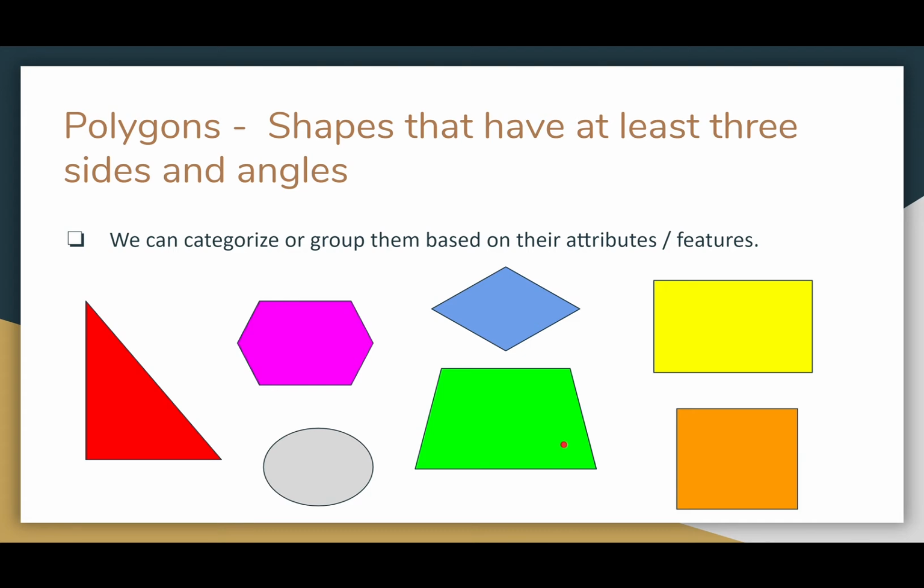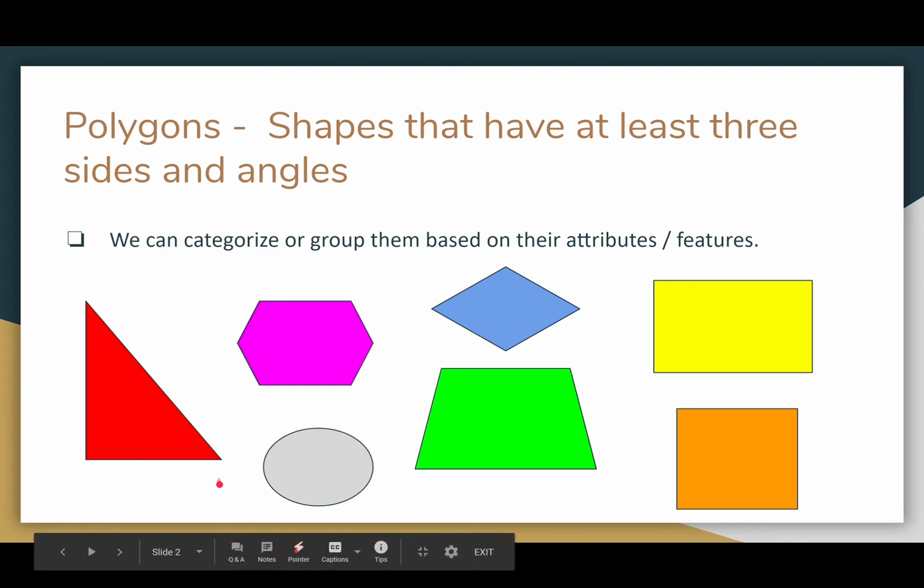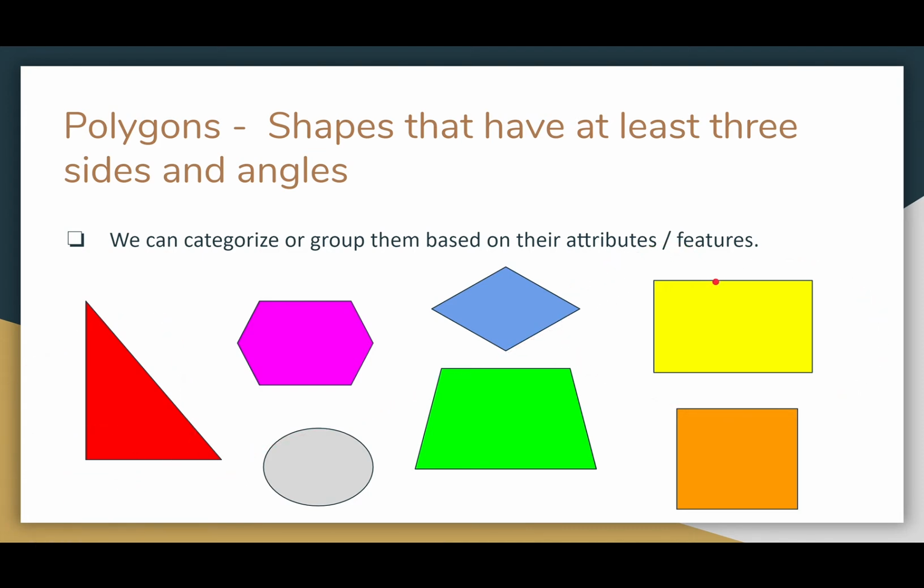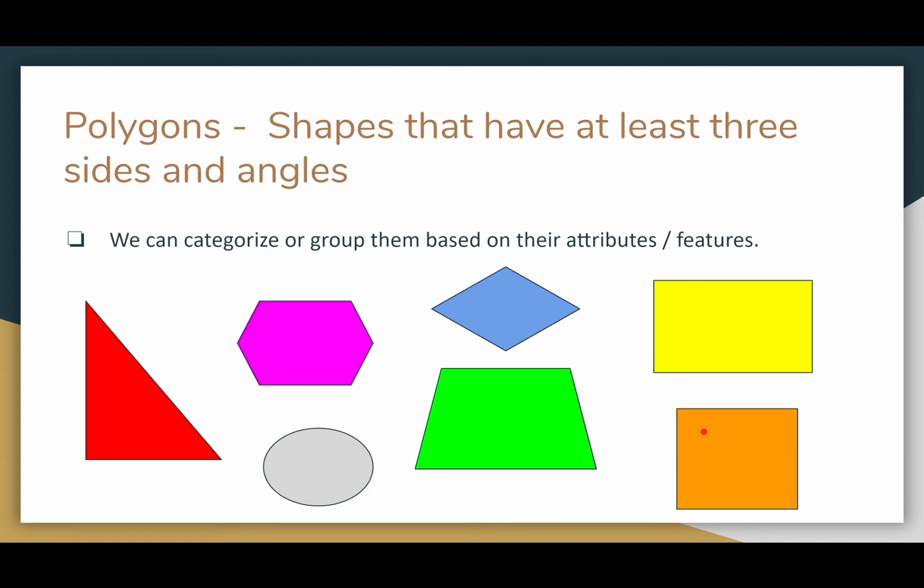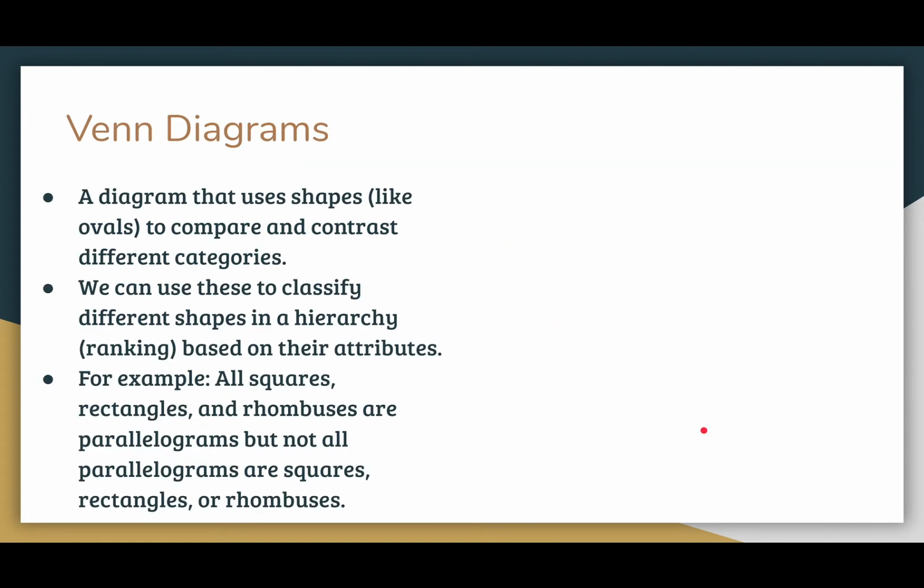Now if I'm looking for objects that have a right angle, okay? Maybe I would look at this right triangle right here. I would look at the rectangle, and I would look at the square. See, so we can change around what categories we want to use based on our necessity. So let's keep on looking at this.